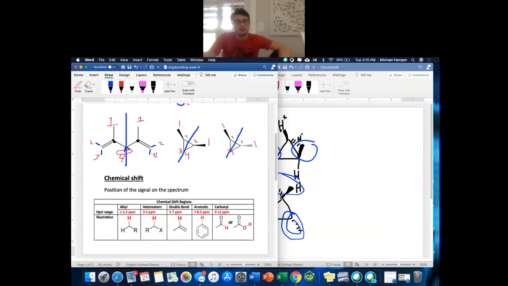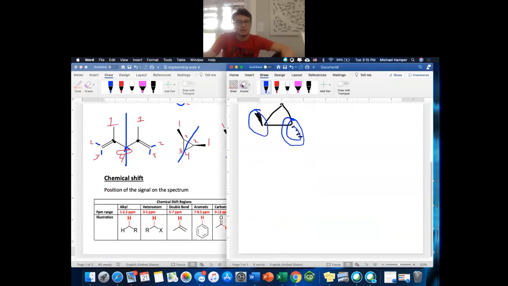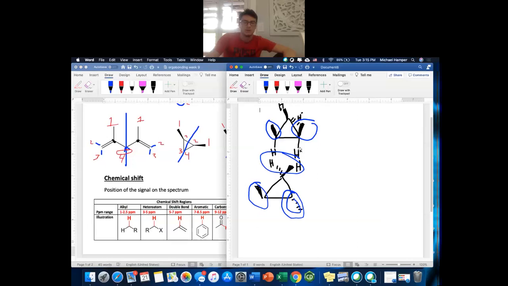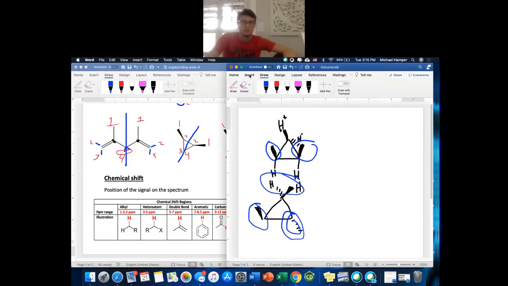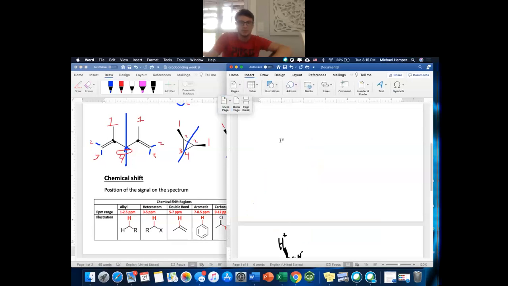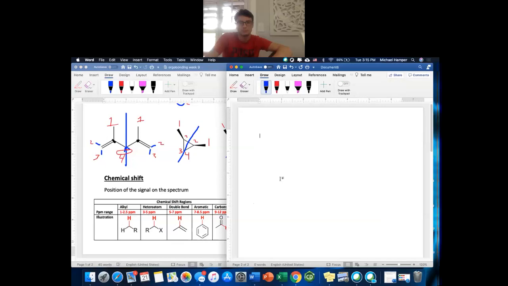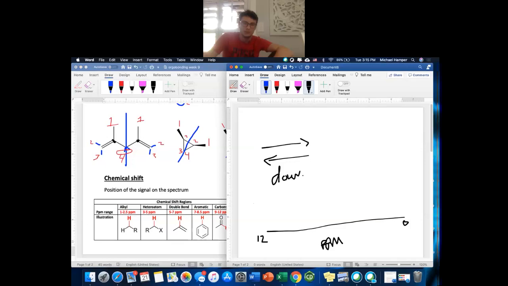Moving along, chemical shift. Chemical shift is really just the placement of the peaks on the spectrum. So you're given a spectrum from 0 to 12 for hydrogen, and it's in ppm. That's kind of irrelevant, but you have upfield and downfield. Downfield is associated with de-shielding.